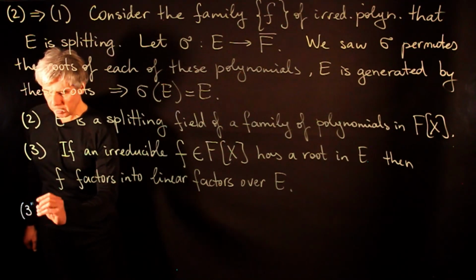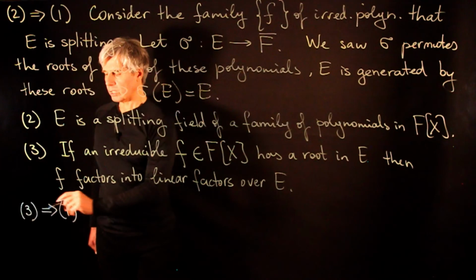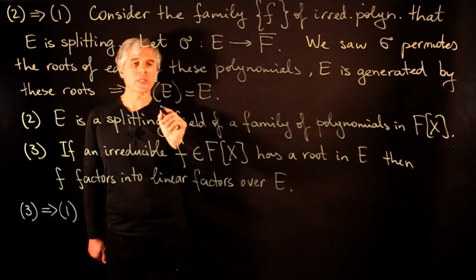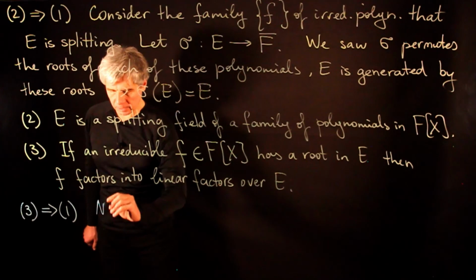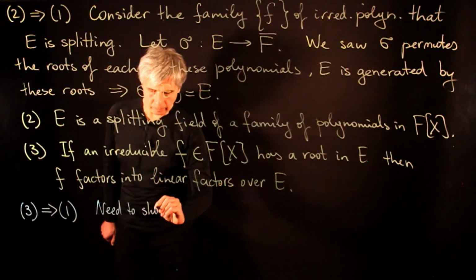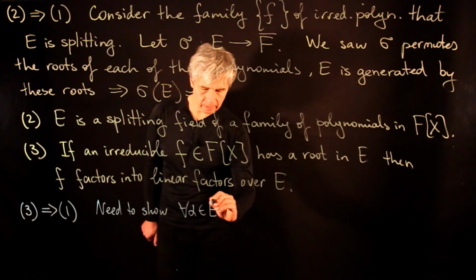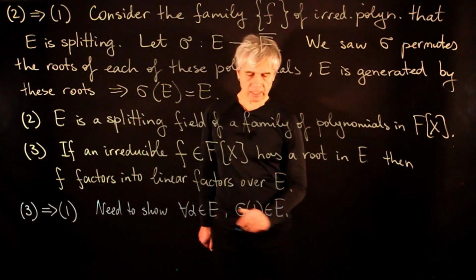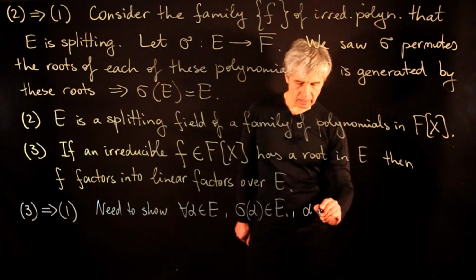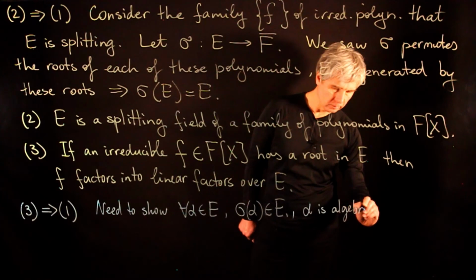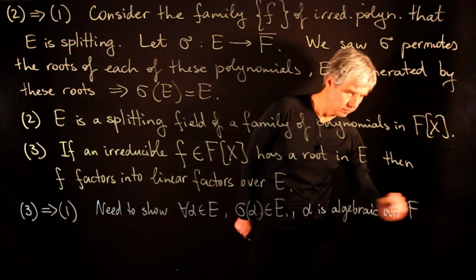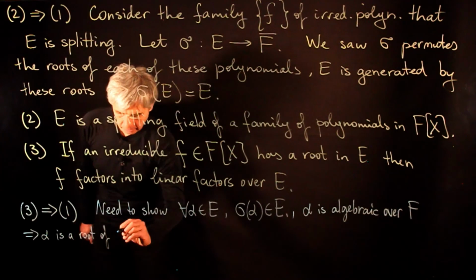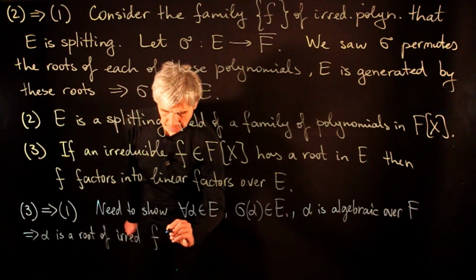Finally, let us prove that 3 implies 1. We assume that 3 holds, and we need to prove that every embedding sigma of E into F bar will keep E invariant. So that is, we need to show that for every alpha in E, sigma of alpha is again in E. Since our extension E is algebraic, we can say that alpha is algebraic over F. And this tells us that alpha is a root of an irreducible polynomial f in F[x].